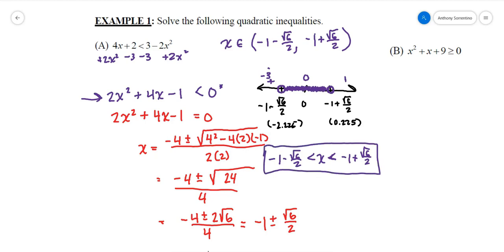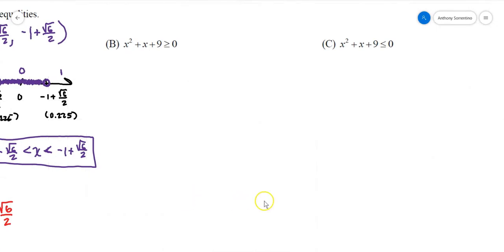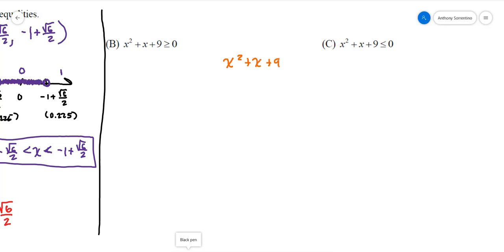It's an and statement. B and C are actually very similar problems, but they're representing a very specific situation. So let's look at those together, but yet separately. These are already set to having one side equaling 0. So I'm just going to start with that and say, okay, let's start with the similar equation, x squared plus x plus 9 equals 0.